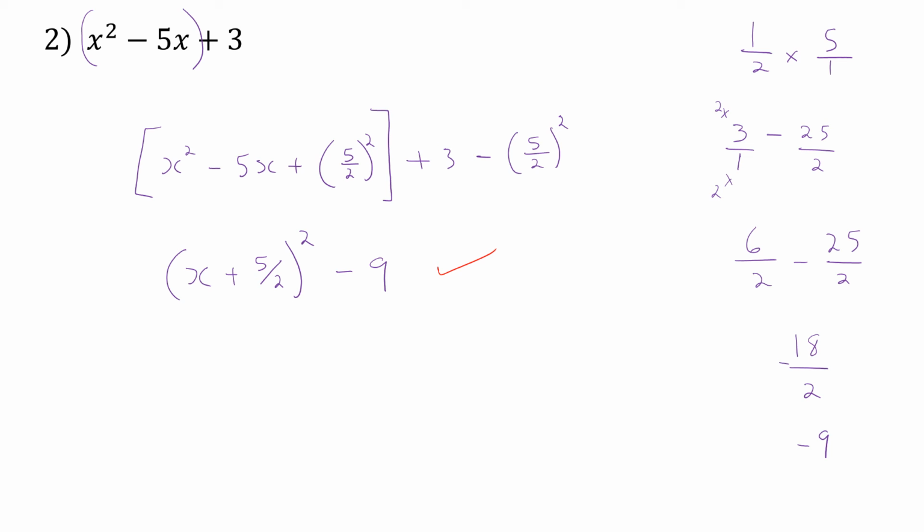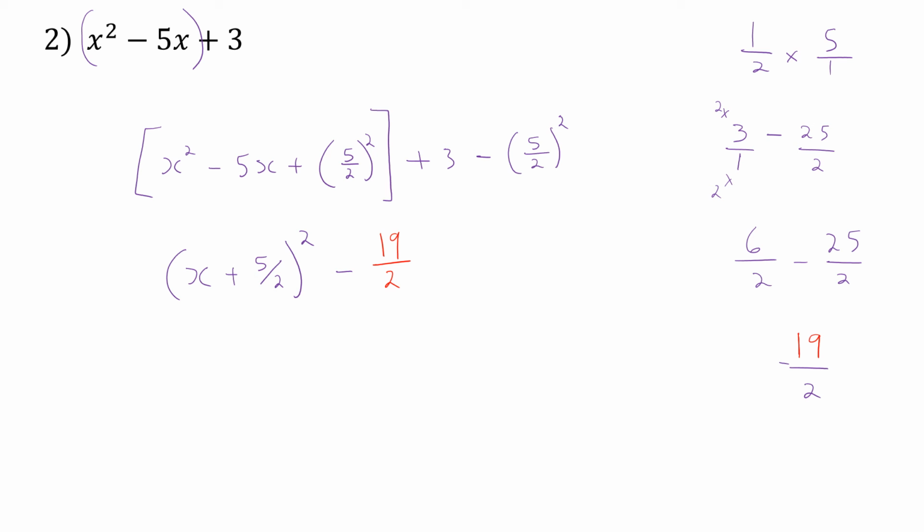Oh, no. I made a mistake. I just see my mistake. 6 minus 25 is not 18. Sorry about that, that's actually 19. While I'm speaking and looking back at my work, yeah, that's negative 19. So the final answer will be minus 19 over 2.